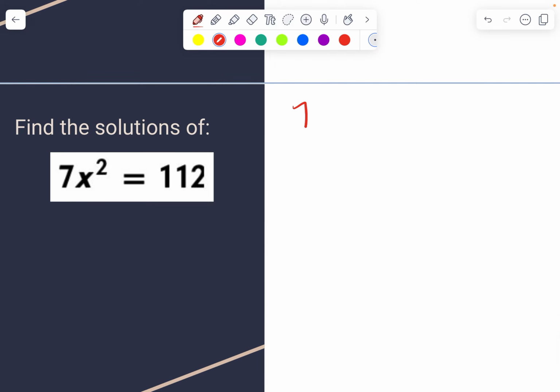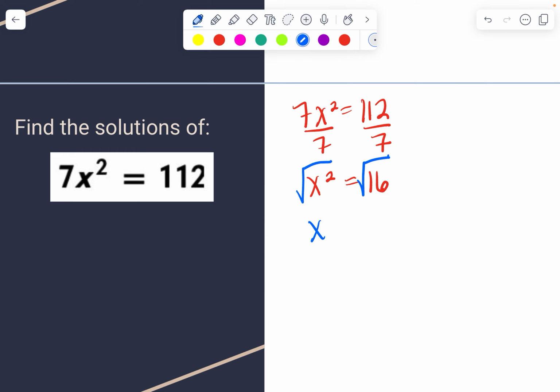7x squared equals 112. Before we can take the square root, we have to divide both sides by 7. We have to get x squared by itself before we can take the square root. 112 divided by 7 is 16. Now I can take the square root of 16. If you put that in your calculator, you would get 4. So x equals positive and negative 4.